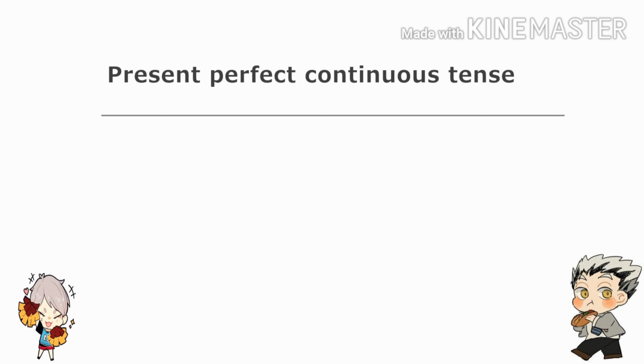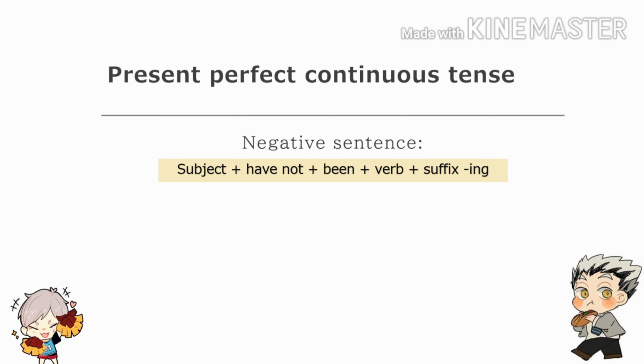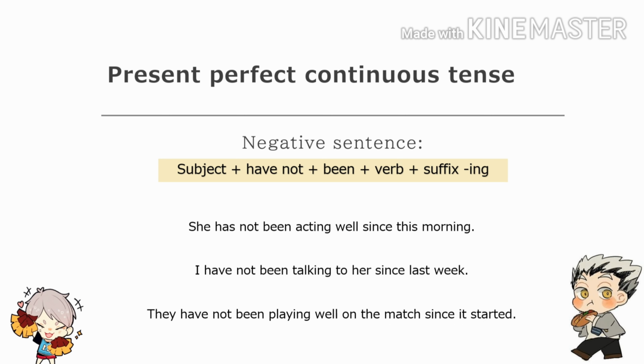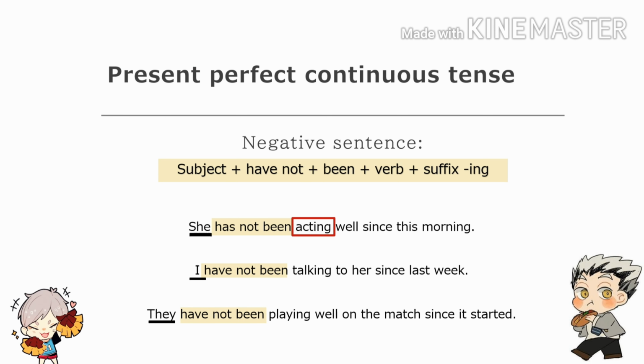Now for the negative sentences, we'll be using subject plus have not plus been plus verb plus suffix ing. She has not been acting well since this morning. I have not been talking to her since last week. They have not been playing well in the match since it started. She, I, and they here are the subjects, while the three of them use either has not been or have not been, while acting, talking, and playing are the verbs.